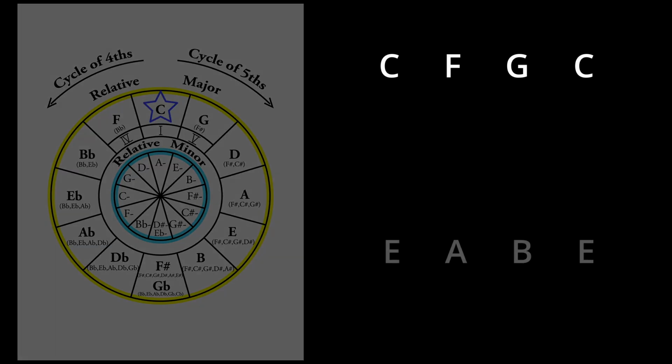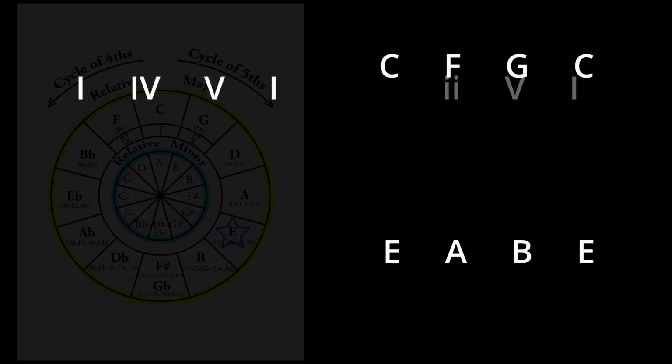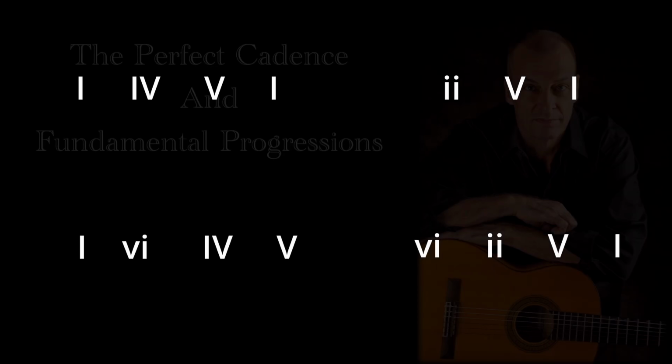Starting on E, counterclockwise gives us E to A. Returning to E, counterclockwise gives us B to E. This gives us the 1, 4, 5 progression in E major, as seen here. This gives us an understanding of stable progressions to begin our musical journey.